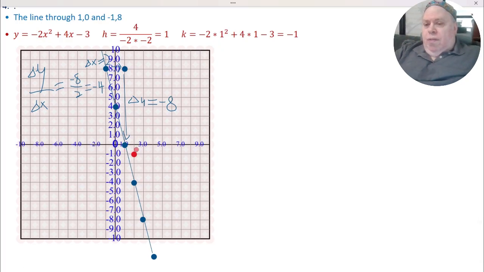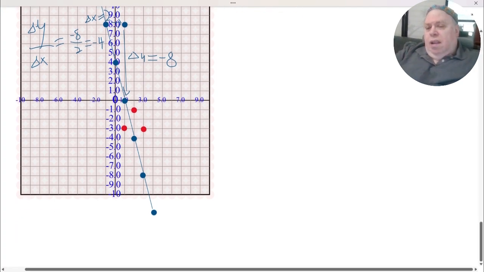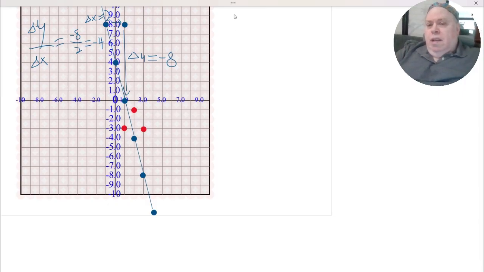So we go over 1, down 2 times 1 squared. We go over 2 from the vertex, down 2 times 2 squared, which is, 2 squared is 4. 2 times that is 8. So we go down 8 from minus 1 to minus 9.